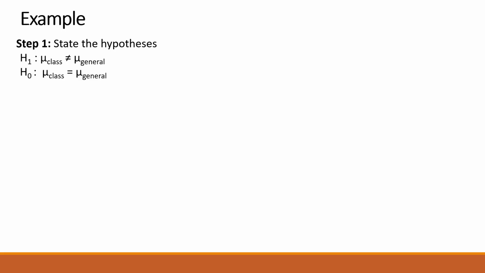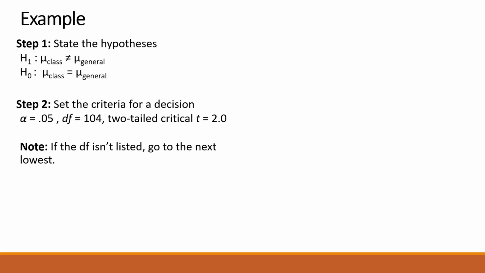In step 1, we state the hypothesis. Since there is not a specific prediction, this is a two-tailed test. So our alternative hypothesis is that the mean of the class does not equal the mean of the general population. Our null is that the mean of the class equals the mean of the general population. We set our criteria to p equals 0.05, our degrees of freedom to 104, and our critical t to 2. If the degrees of freedom is not listed, you go to the next lowest score.